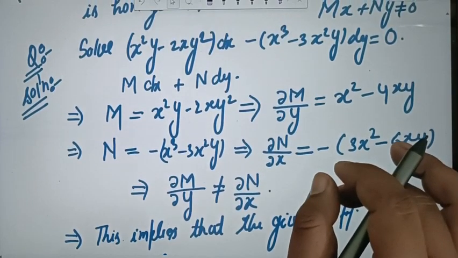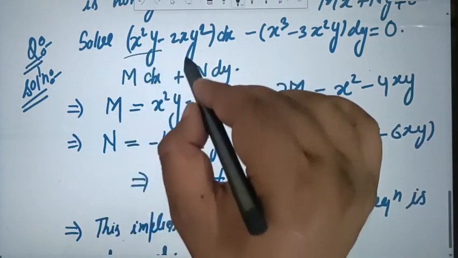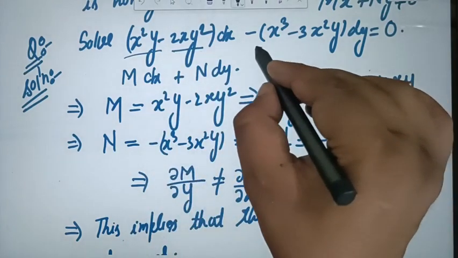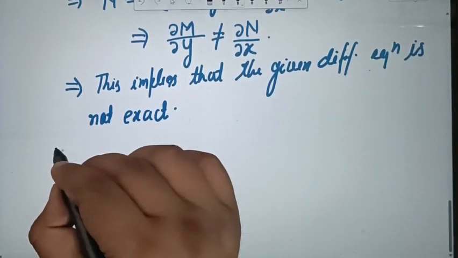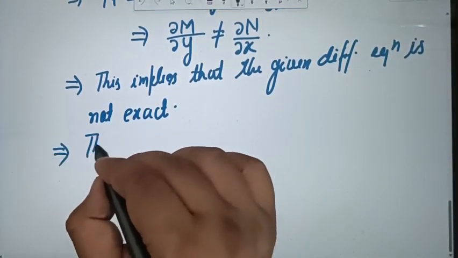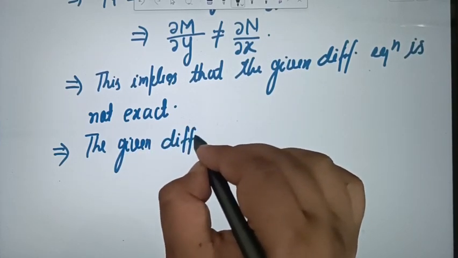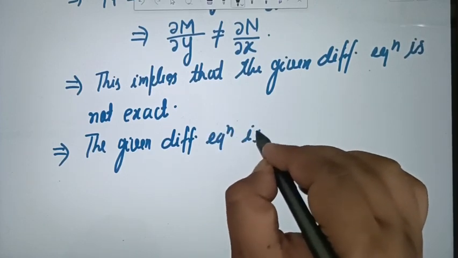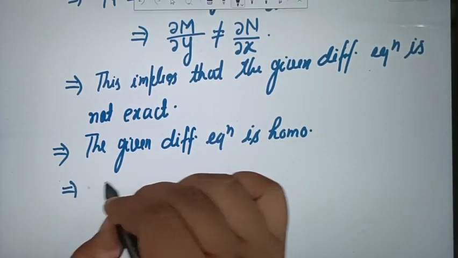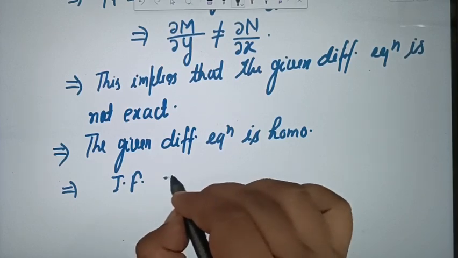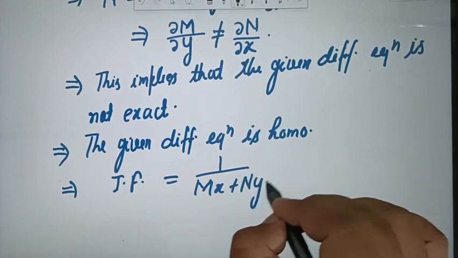So first of all, see the given differential equation. Obviously the degree of this term is 3, and degree of this term is also 3, and degree of this term is also 3, and degree of this term is also 3. So this implies that the given differential equation is homogeneous. Now if it is homogeneous, then the integrating factor will be decided by 1 upon mx plus ny, right? What about the mx plus ny?